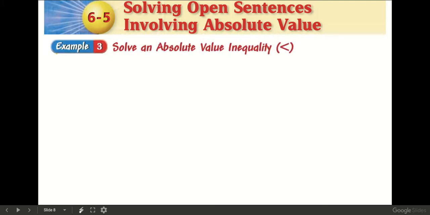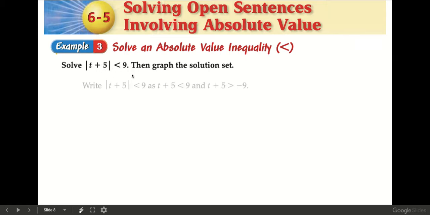So what does that look like in a problem? Let's take a look. Solve the absolute value of t plus 5 less than 9, and then graph the solution set. Again, I'm going to rewrite this in the positive version first, so t plus 5 inside is less than positive 9.